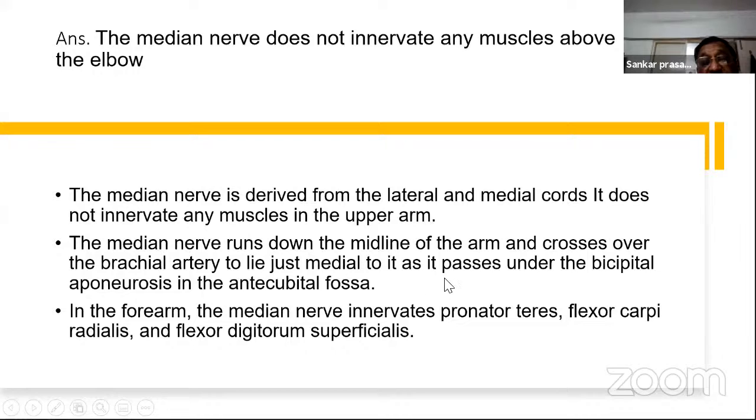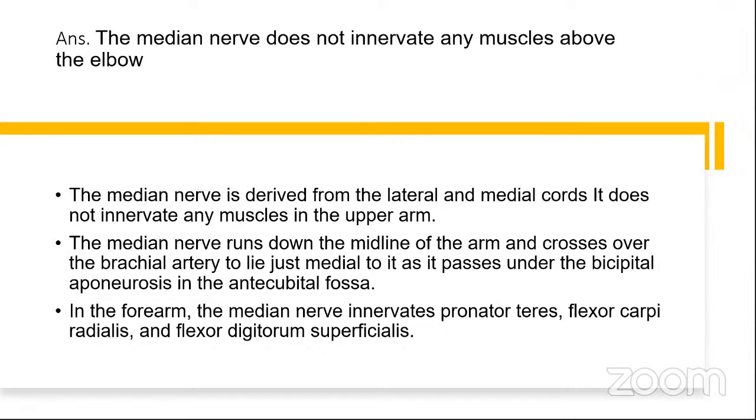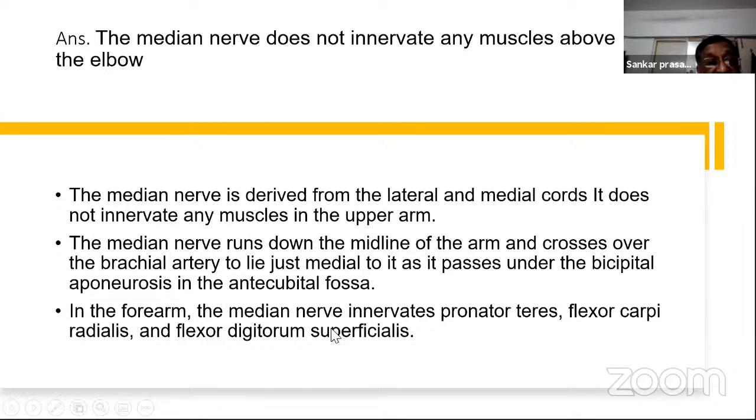The median nerve runs down the midline of the arm and crosses over the brachial artery to lie just medial to it as it passes under the bicipital aponeurosis in the antecubital fossa. We'll have another question in the coming slides. In the forearm, the median nerve innervates pronator teres, flexor carpi radialis, and flexor digitorum superficialis, and these are the muscles which are innervated by the median nerve.